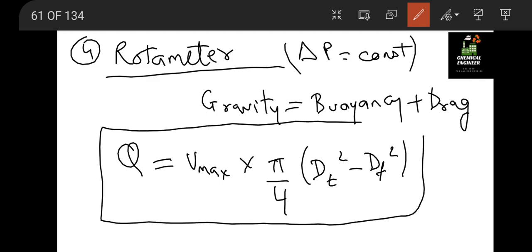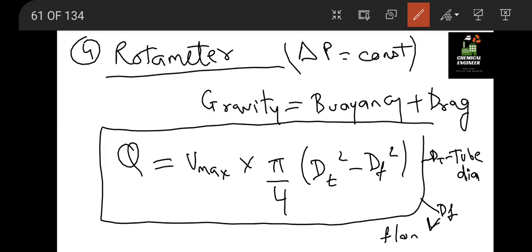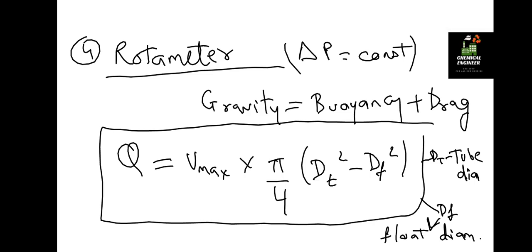What are this dt and df? Dt is the tube diameter and df is the float diameter. I hope you know what a rotameter looks like. Float is something which is allowing or reducing the flow rate, which we submerge in a rotameter. Alright, so this is all about flow meters.